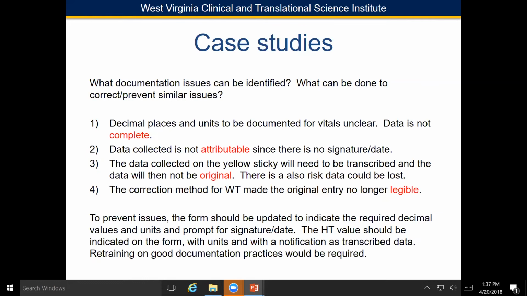So to prevent these issues, the form should be updated to indicate the required decimal values and units and prompt for signature and date. The height value should be indicated on the form with units and with a notification as transcribed data. And you'll actually have to keep the source. And then retraining on good documentation practices would probably be recommended in this case.